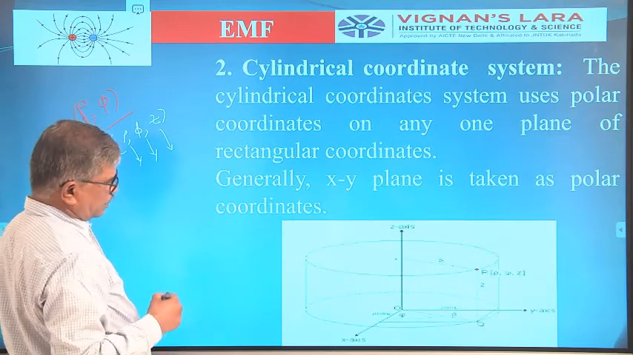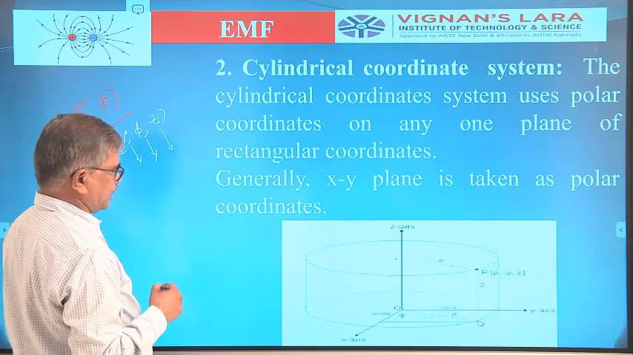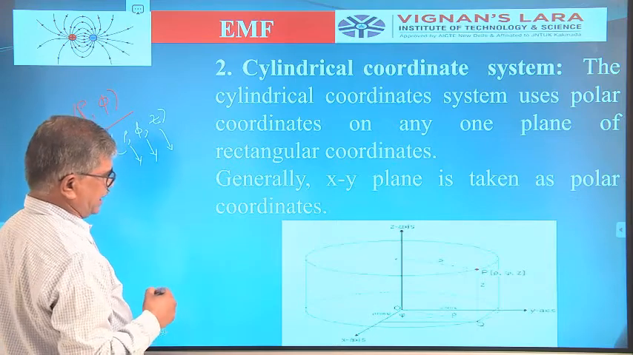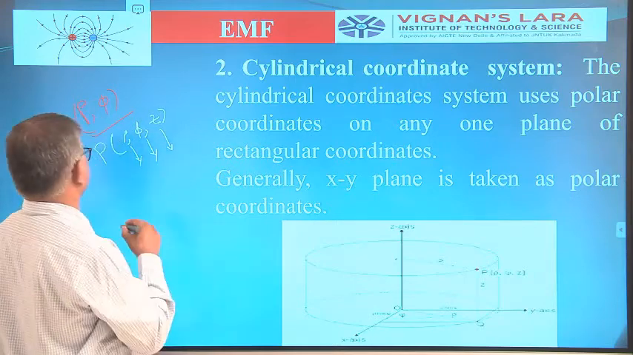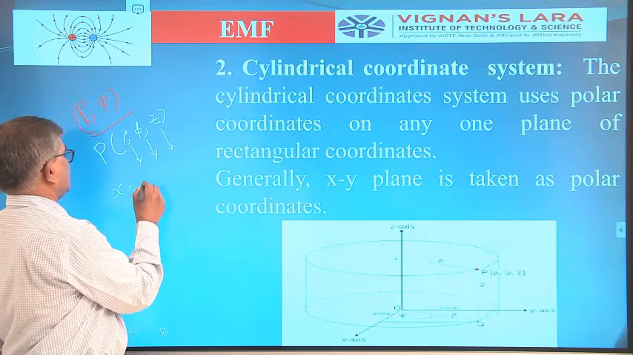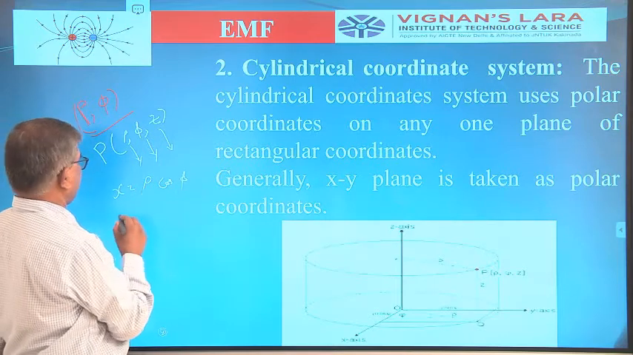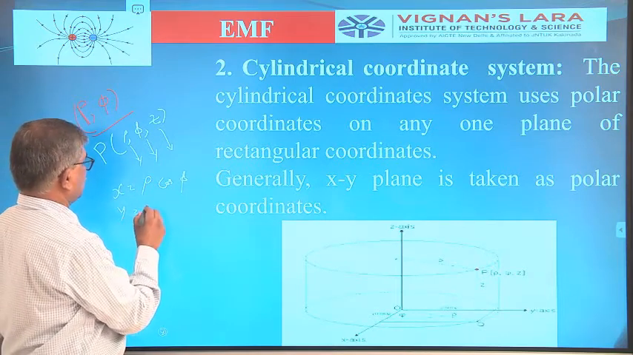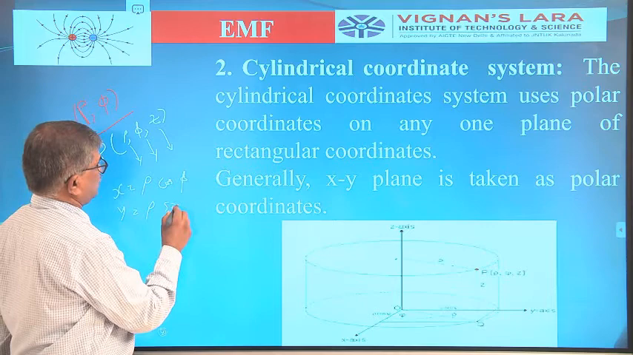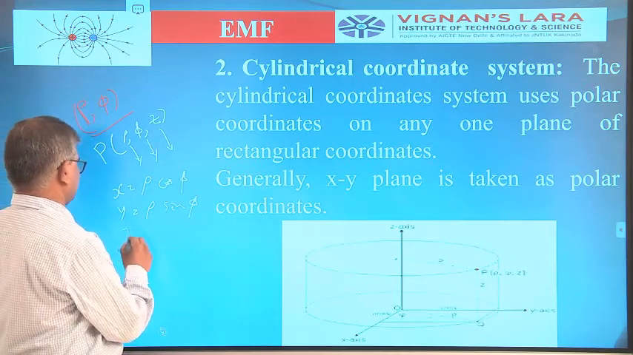So in the cylindrical coordinate system, the relationship between the Cartesian coordinate system and the cylindrical coordinate system is x equal to rho cos phi, y equal to rho sin phi, z equal to z.